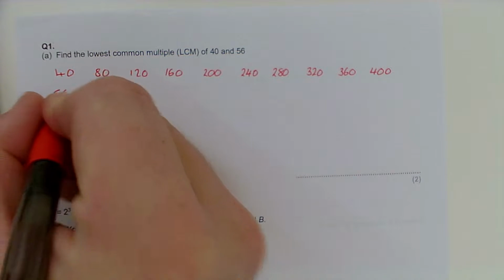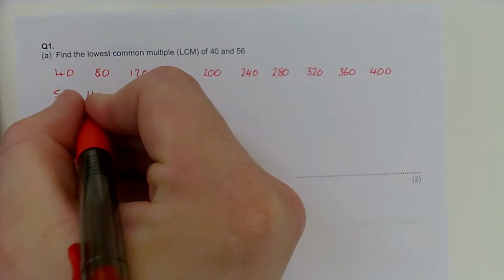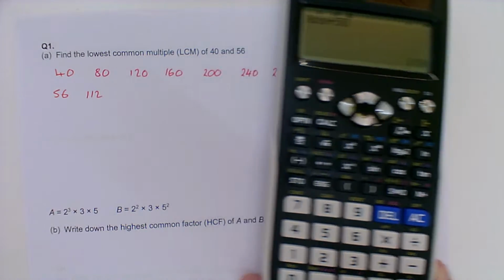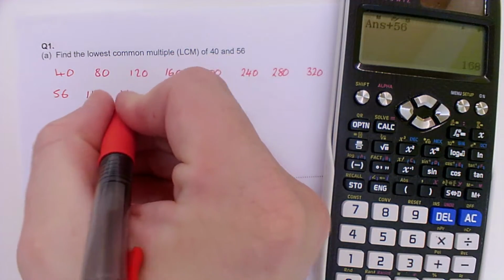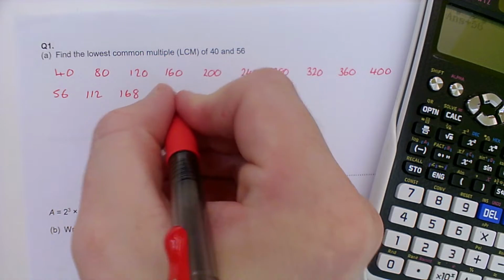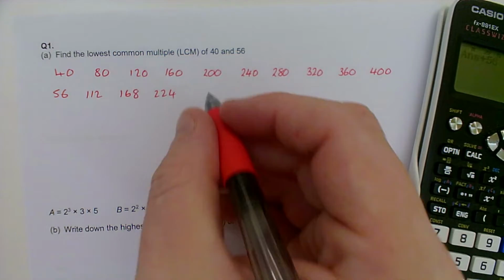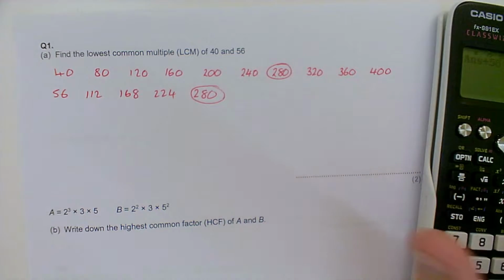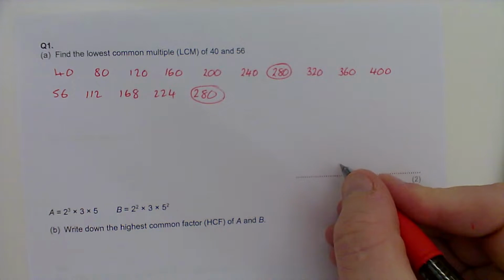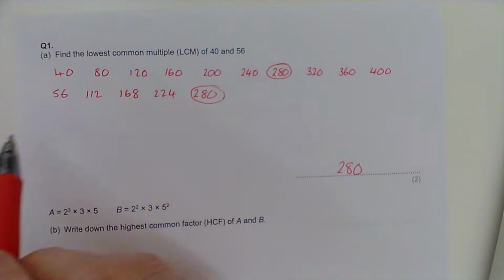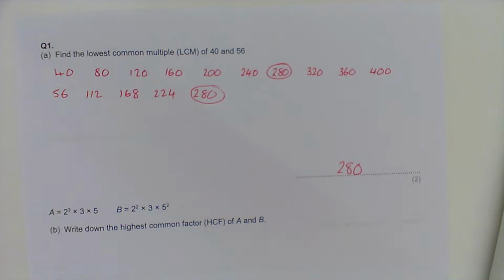Now to do the 56, I'm going to do it on my calculator, and I'm literally just going to start off by doing 56, 112. So now when I add 56, I'm just going to keep going through it. So 168, 224, 280, and I can see straight away that was 280. So the lowest common multiple is 280, because remember multiple is times tables.